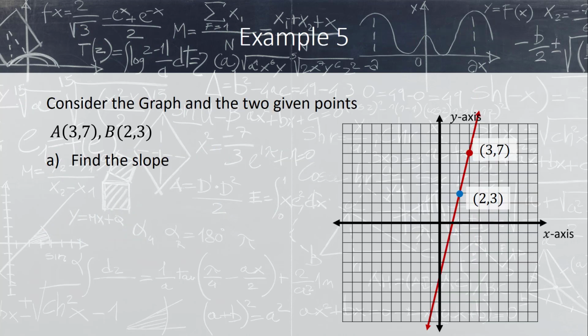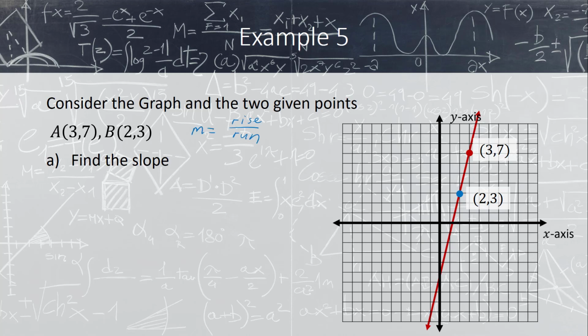Okay, example 5. We need to consider the graph and these 2 points. You'll be given the graph, and you'll be given the value of these 2 points. Makes it easy for you. And now we need to find the slope. Now, there's a couple of ways that you can do this. The first way is, remember, slope is equal to rise over run, right?